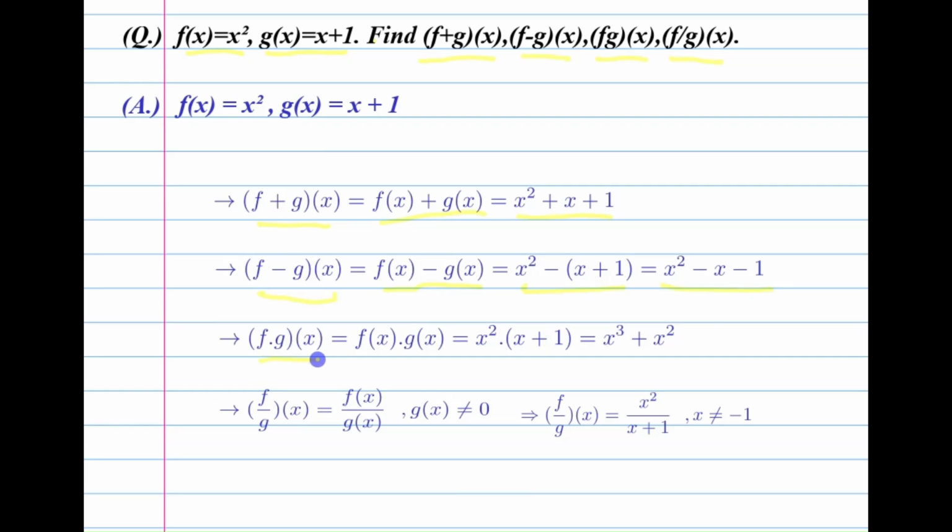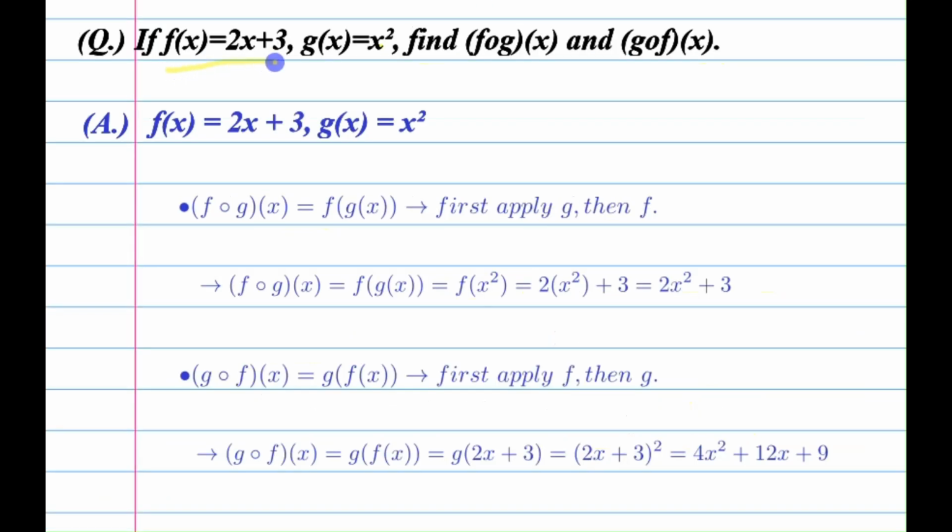f dot g of x can be written as f of x multiplied by g of x, so it is x cube plus x square. f by g of x can be written as f of x by g of x only when g of x is not equal to 0. So f by g of x equals x square divided by x plus 1, where x is not equal to minus 1.